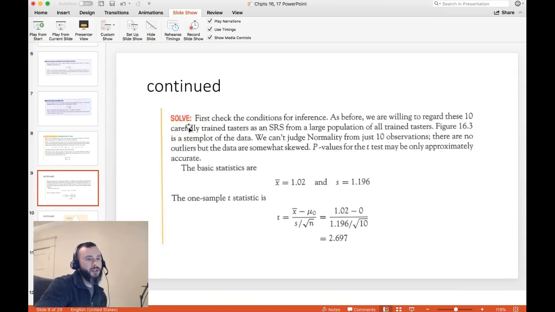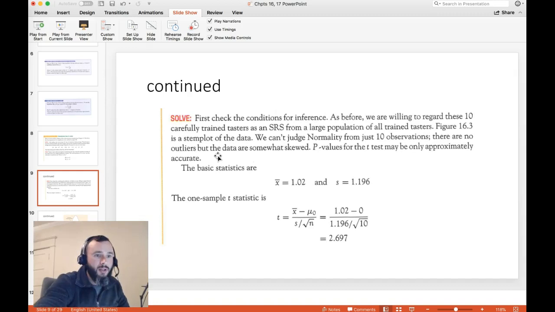First, check the conditions for an inference. We need to regard these as an SRS. We've got to make sure we have an SRS, and we can't judge normality from just 10 observations. There are no outliers, but the data are somewhat skewed. Skewed is when it's not exactly that nice, normal curve. It might be a little off to one side or something like that. That means skewed.